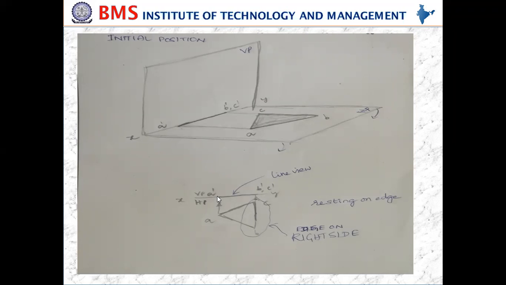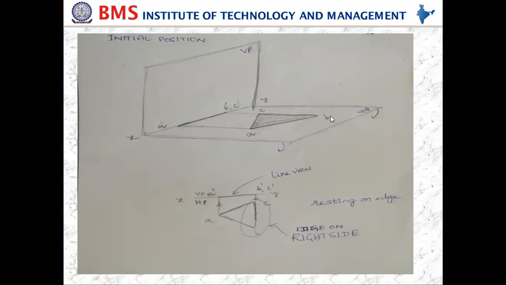Once you draw the A dash, B dash, C dash, then we are going to get in the front view a line view. Top view is the true shape. This is called the first set of views. When the lamina is inclined to both the planes, we are going to get the first set of views by keeping the lamina parallel to any one of the planes.